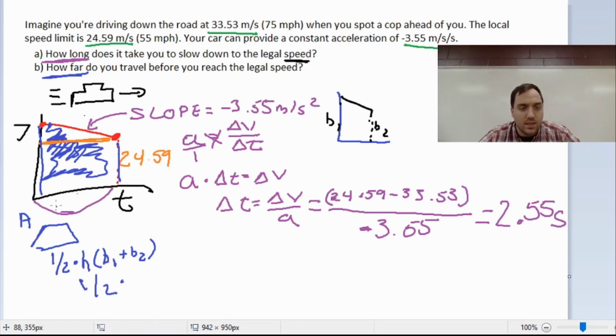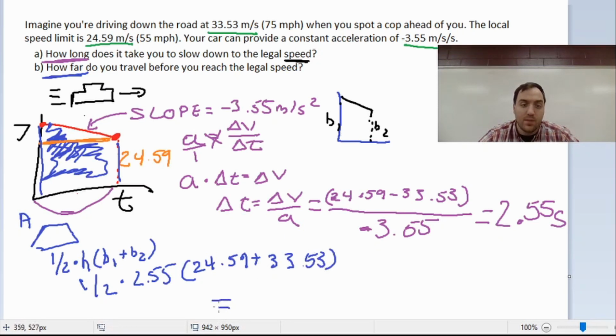The height is the distance here between these two points, which we solved for previously, 2.55 seconds. My bases are my two different velocities, 24.59 plus 33.53. And if I plug that in the calculator, I will once again get the same number of 74.10. And there you have it.